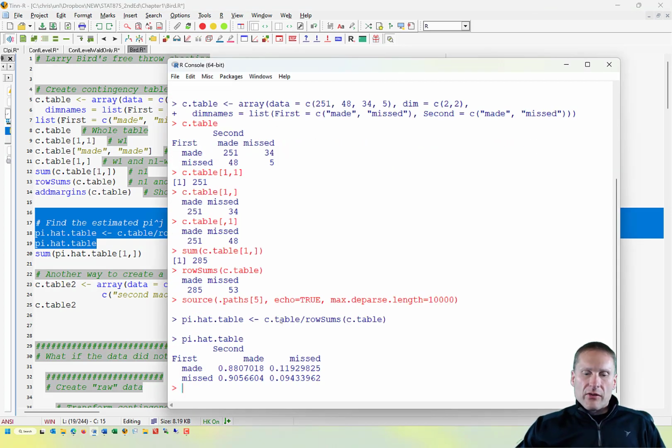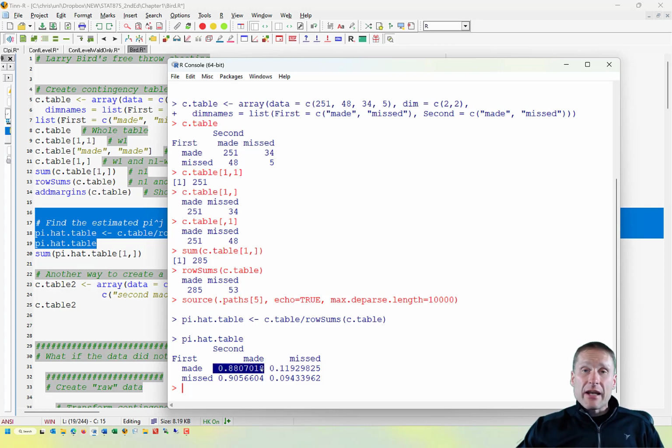What R does, c.table is a 2 by 2 array, and then row sums gives me 2 elements. It matches up the first item here with what is in the first row of c.table. It matches what is in the second item, 53, with what is in the second row of c.table. So this is then what we have as a result.